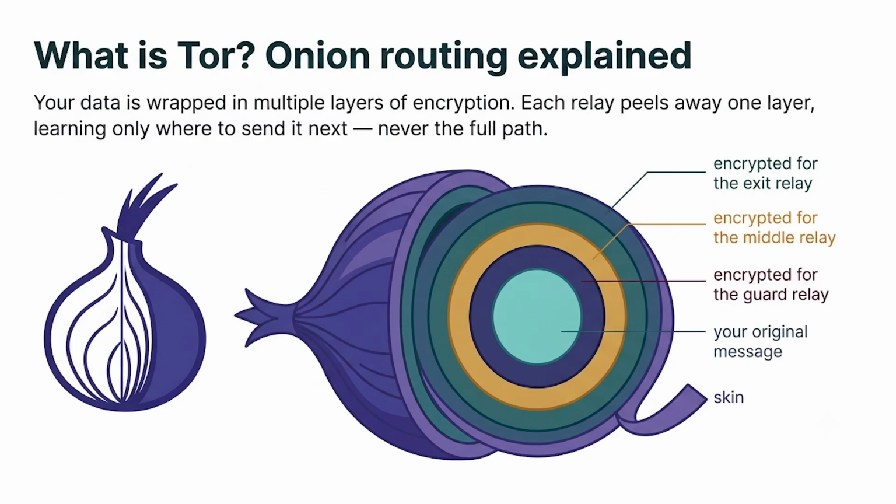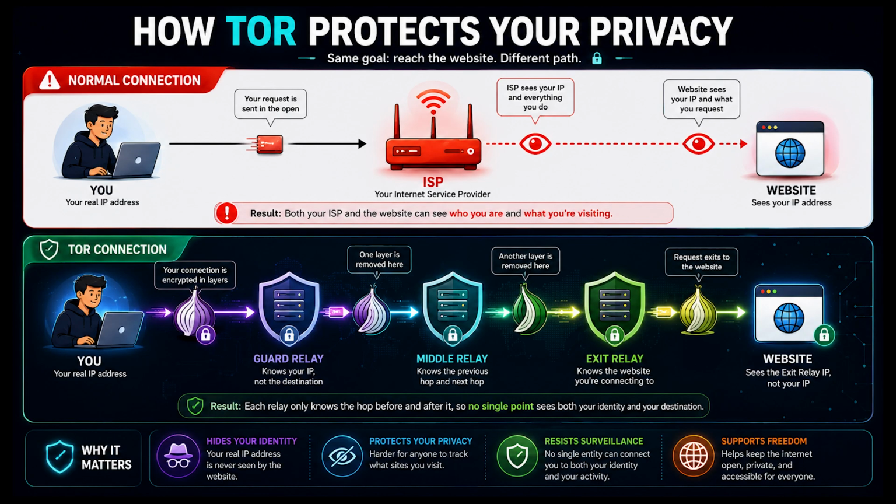Tor stands for the Onion Router, and the name is not just branding, it explains how exactly the Tor browser works. When you browse normally, your connection goes directly from you to the website that you are visiting, and your internet service provider or anyone listening or watching your connection can actually see where you are going or the website that you are trying to visit.